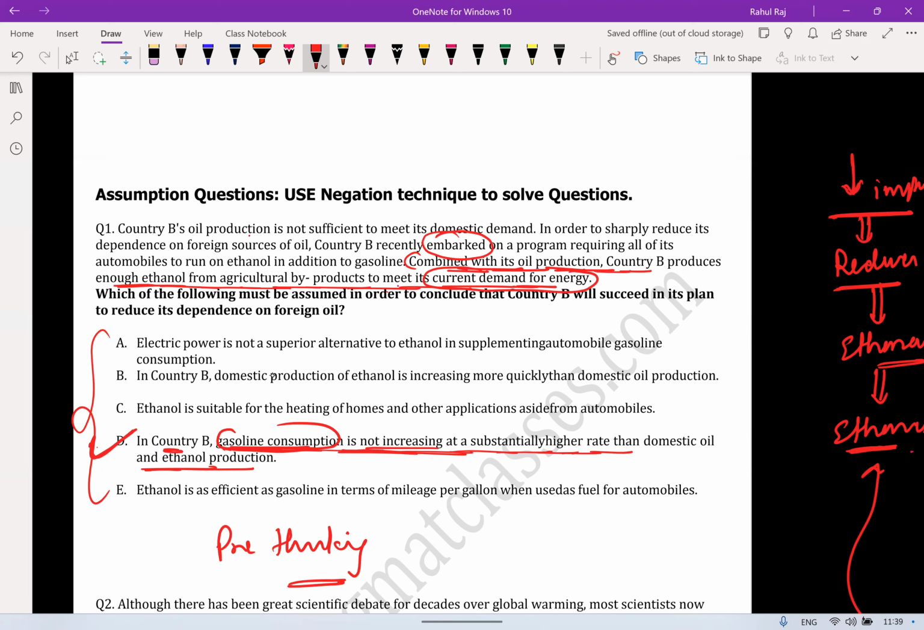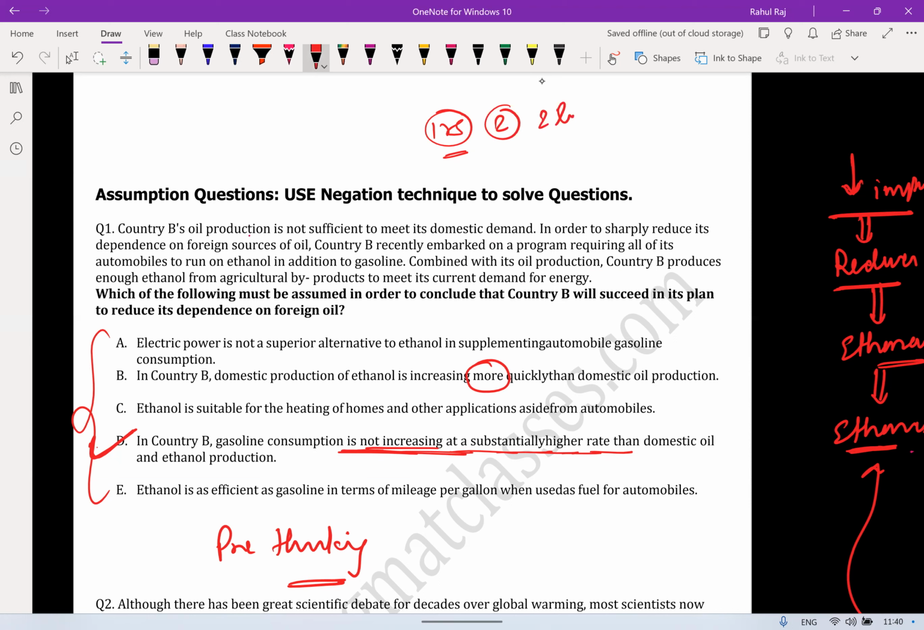Yeah, please tell me. In option B, if we negate option B, that also weakens the argument: if ethanol domestic production is not increasing, then how will oil and ethanol sufficiently meet the current demand? What does not increasing mean? That's what I'm telling you now. You have 1 rupee, I'm telling you, I have more rupees than you. I have more money than you. Even if I have 2 rupees, I have more money than you.